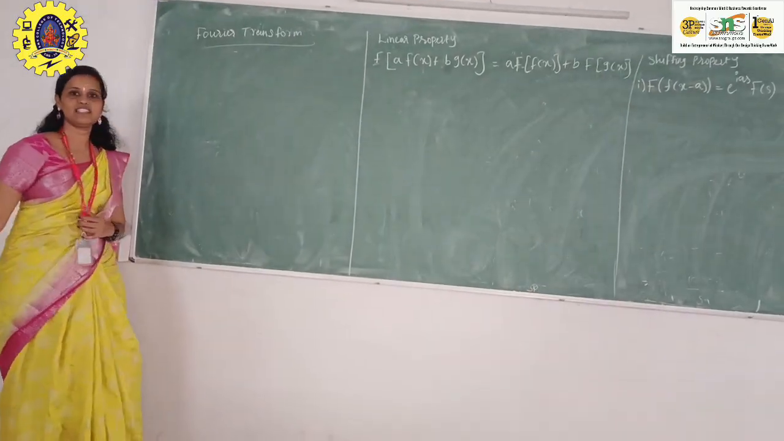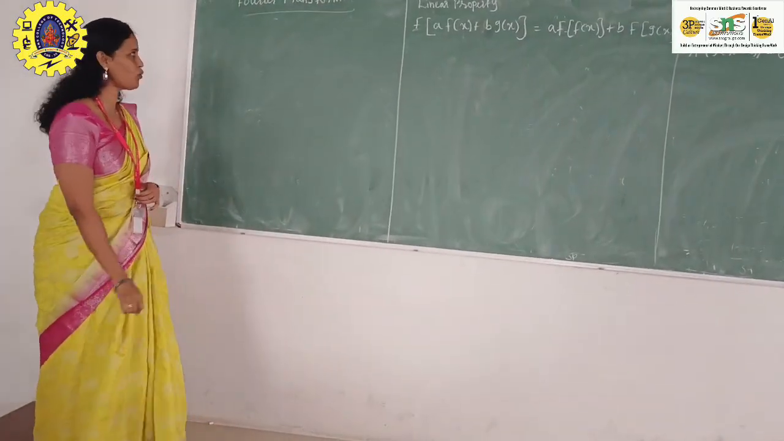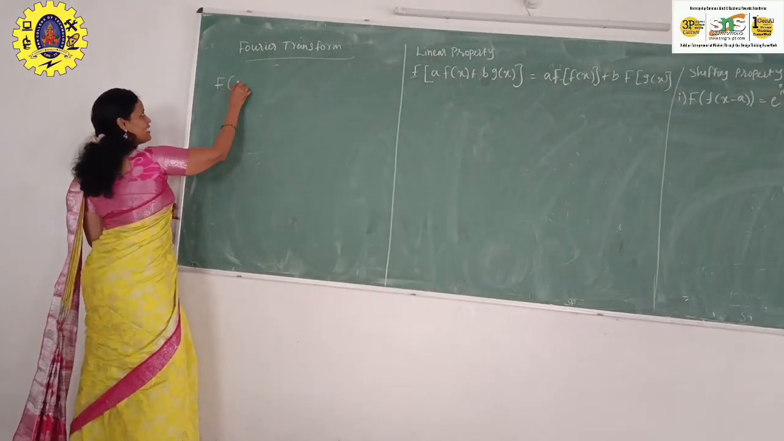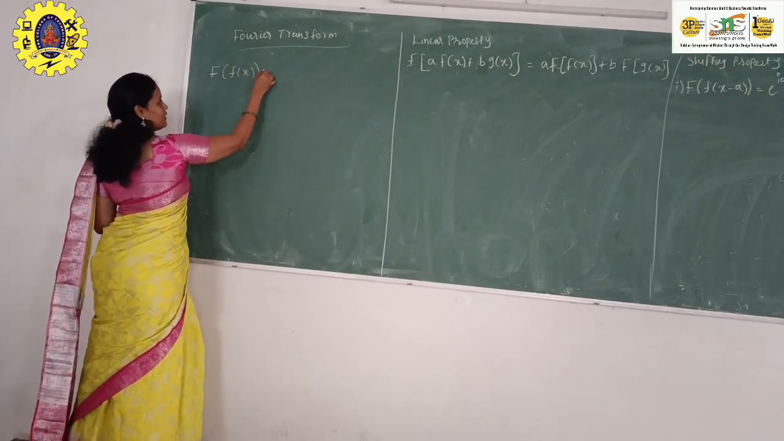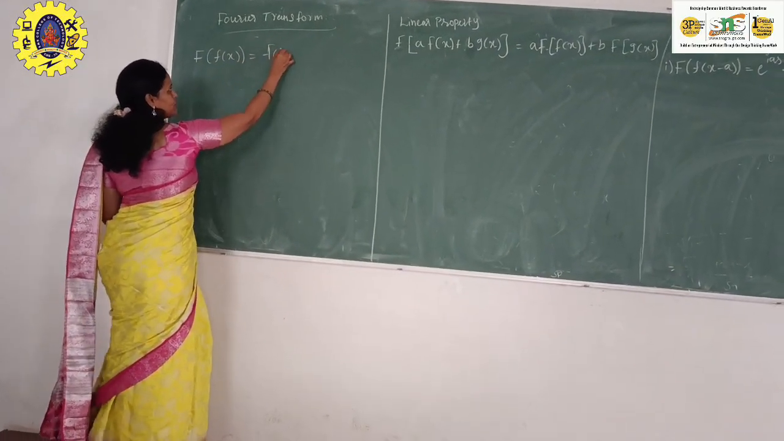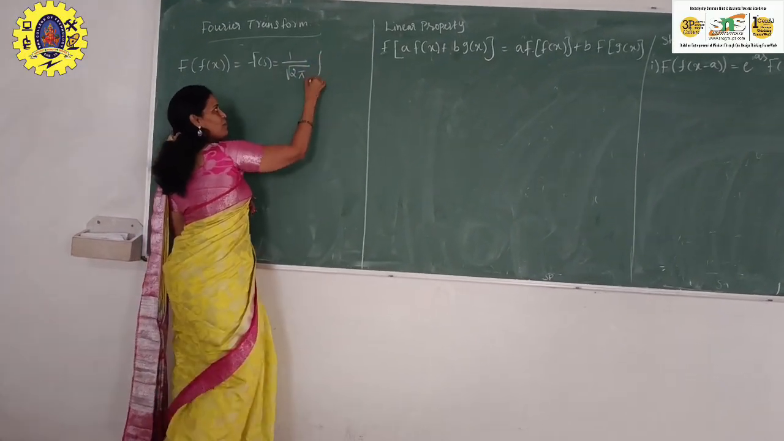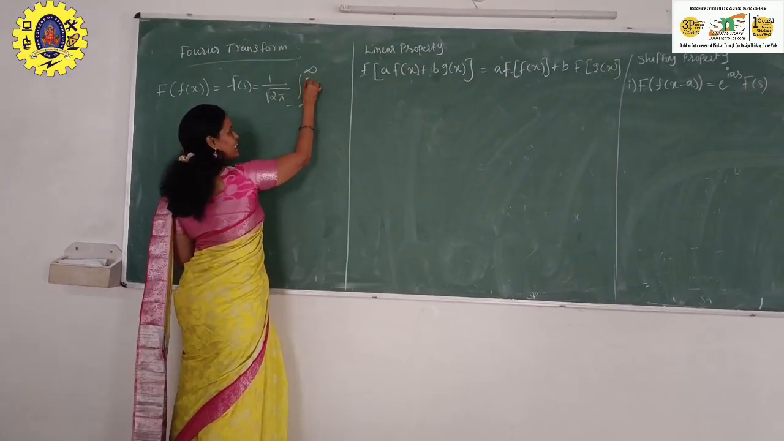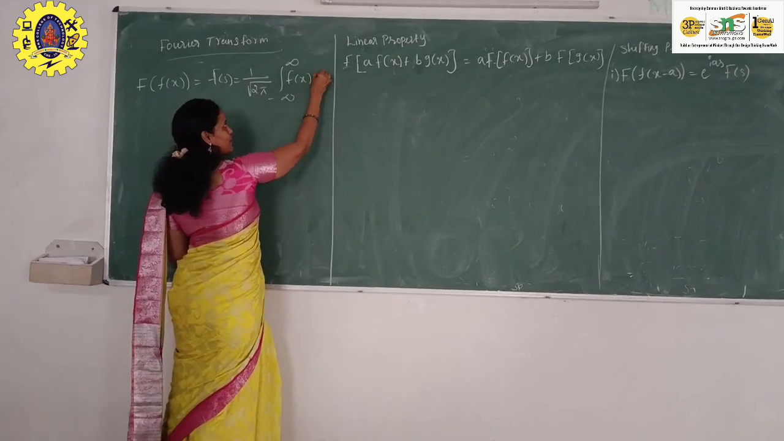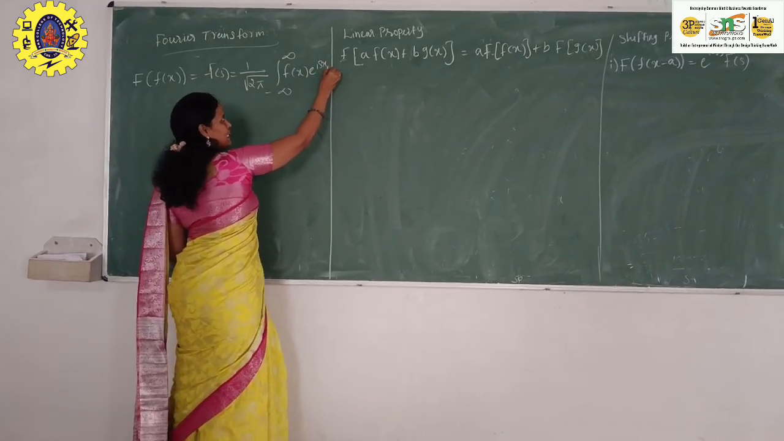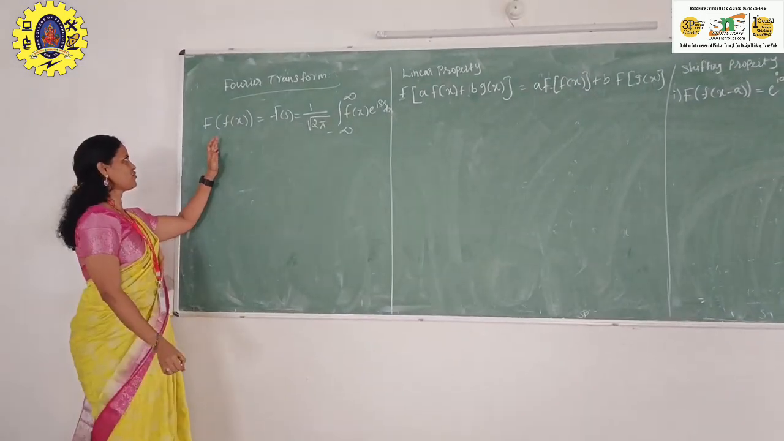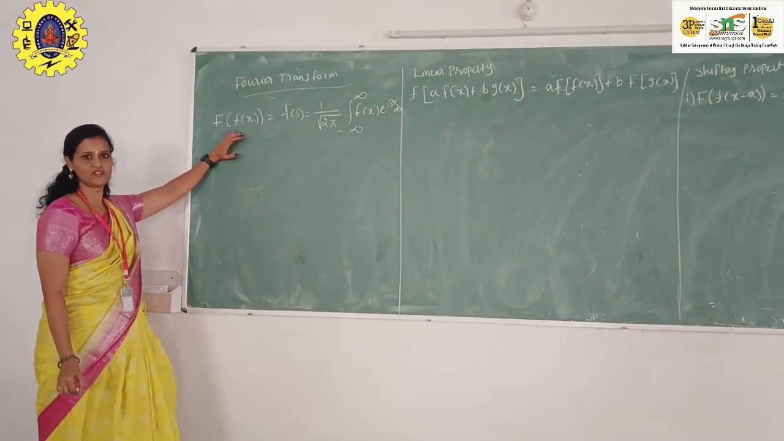Before that, let f(x) be any function. Then the Fourier transform of f(x) is defined by F(s) = 1/√(2π) ∫ from −∞ to +∞ of f(x) e^(isx) dx. This is the Fourier transform of any given function f(x).